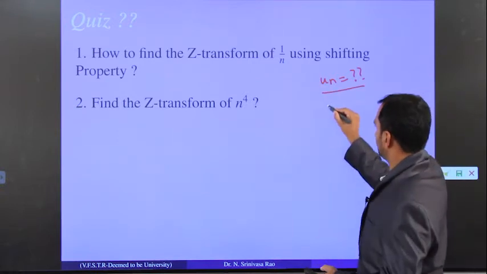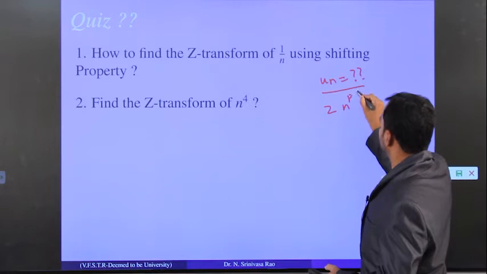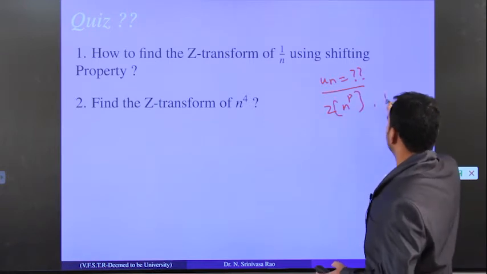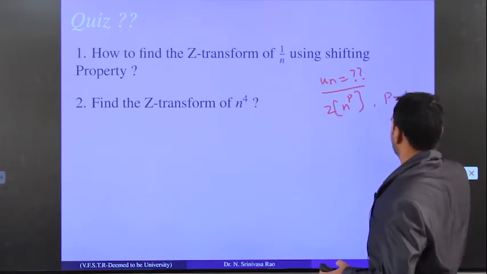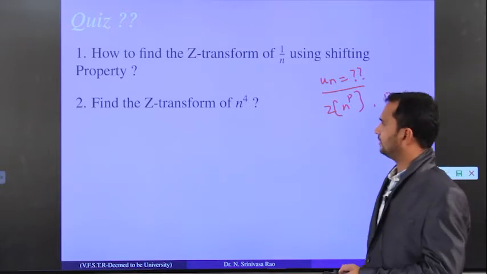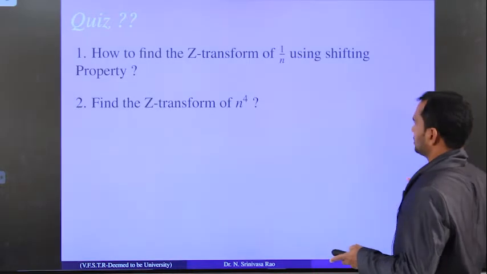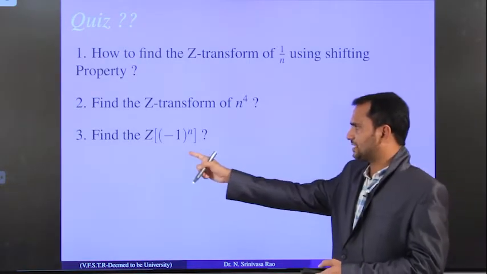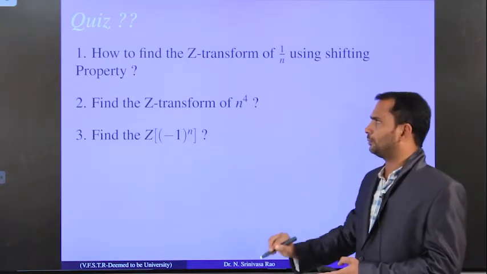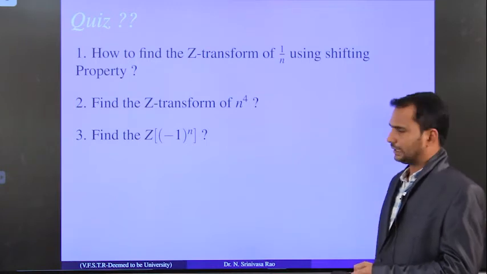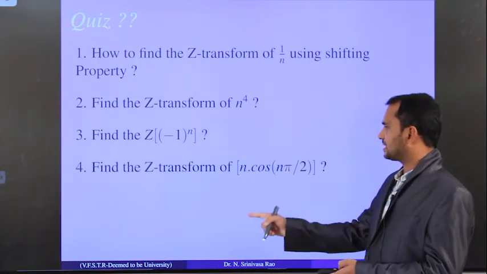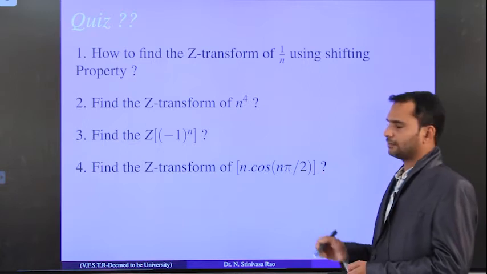So this Z transform of n power p formula is given. So what you have to do is, in the place of p you have to substitute 4, so that you will get Z transform of n power 4. Okay, so now third one, find the Z transform of -1 whole power n. Okay, so now fourth one, find the Z transform of n cos n pi by 2.